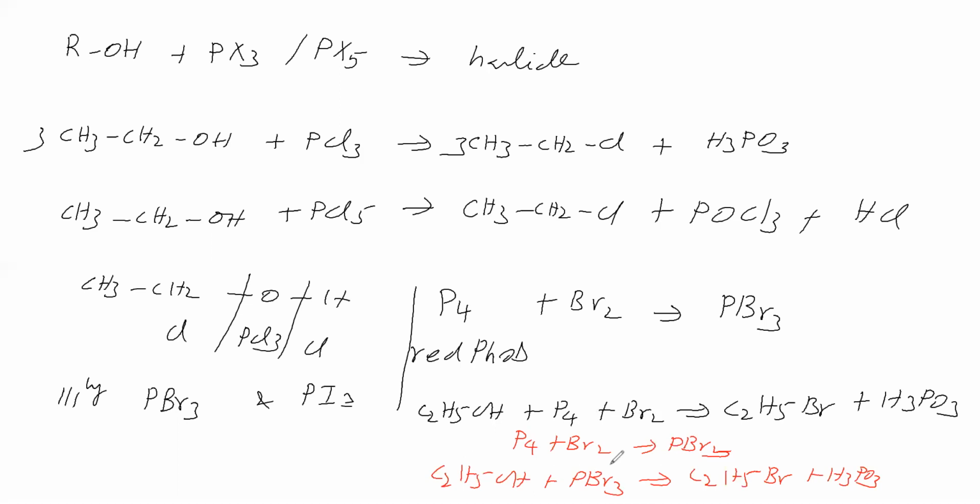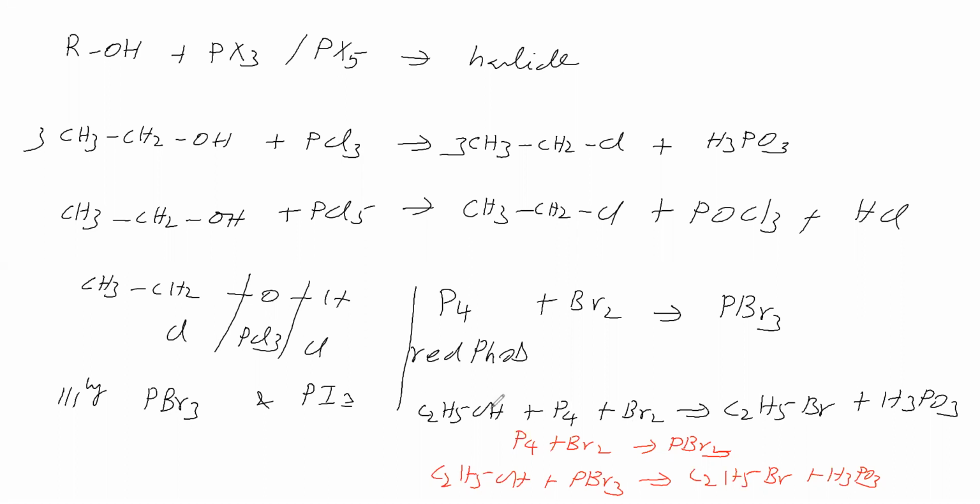Sir, why are we adding red phosphorus and bromine instead of adding PBr3? Because PBr3 is relatively unstable. We cannot store it for a long time, therefore we do not prepare PBr3 and store it. Whenever we need PBr3, we mix P4 red phosphorus and bromine, and they react to give PBr3.